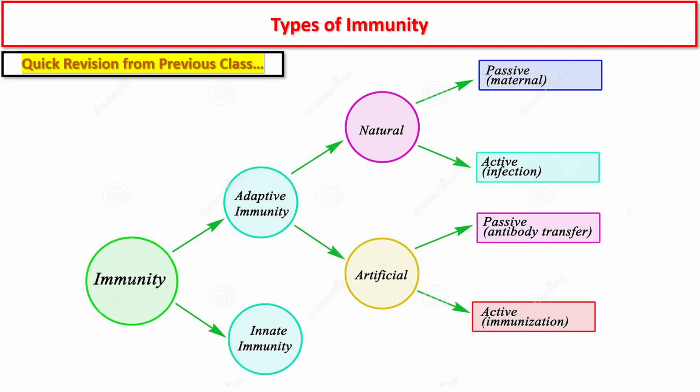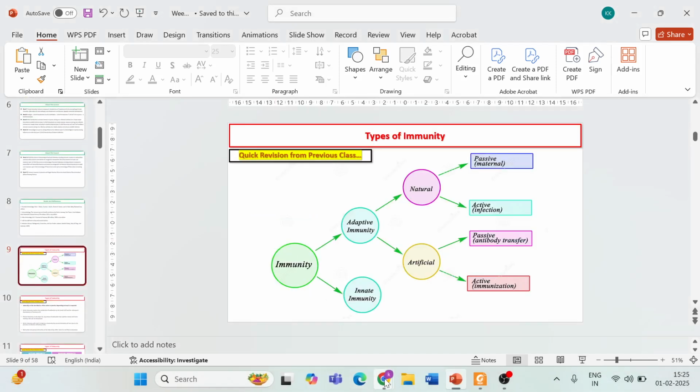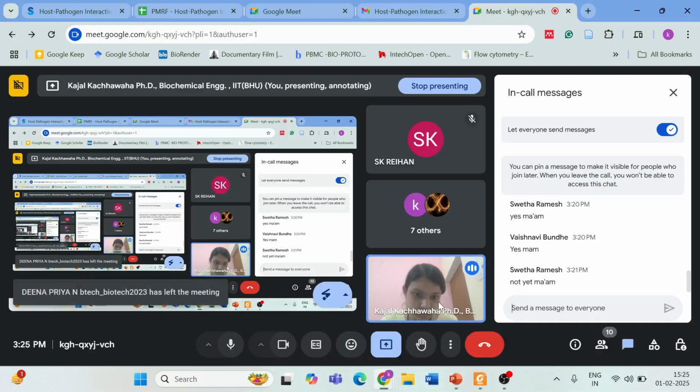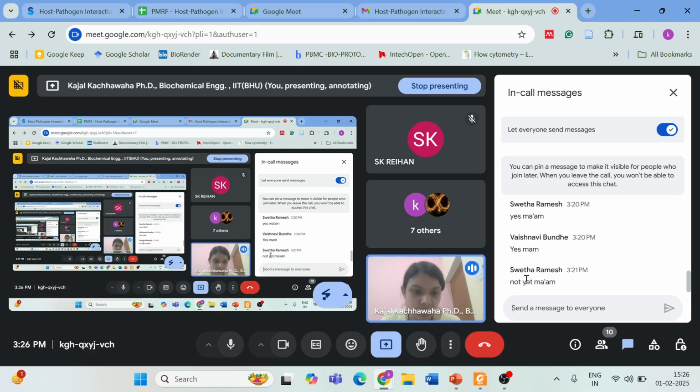Have you studied this in your courses somewhere, in bachelor's or master's or anywhere? You can quickly let me know in the chat box, yes or no, so that I can proceed accordingly. Those people who have joined today for the first time, please let me know whether you are aware of the terms innate and adaptive immune system. If you are aware, then okay, we can proceed directly. If you are not, then we can discuss it, then move further.